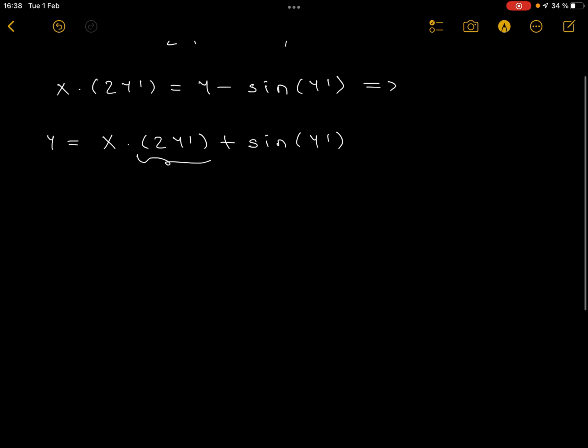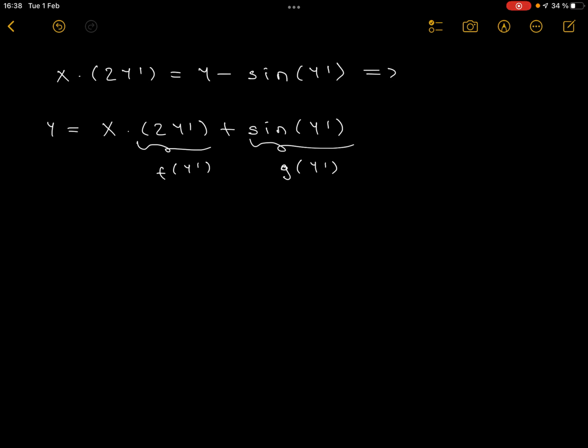Now we can see that this is some function of y prime. We're going to call it f of y prime. And this is some other function of y prime. We're going to call it g of y prime. Whenever we've got a differential equation such that y is equal to x times some function of y prime plus some other function of y prime, we call such differential equations Lagrange's or Lagrangian differential equations.